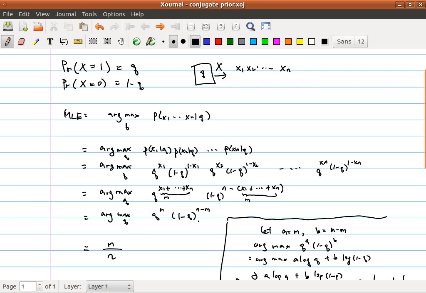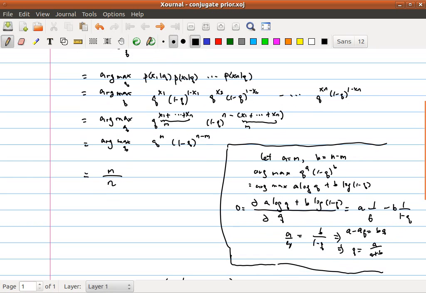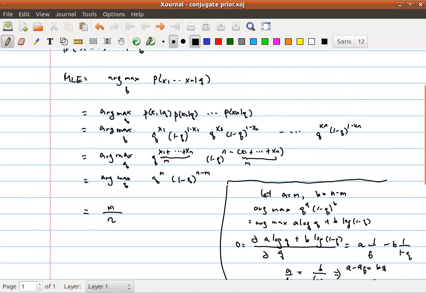Now if I want to maximize this expression with respect to q, I can just take the derivative here. Let me write a as m and b as n minus m. I'm trying to take the derivative here, trying to maximize this. And maximizing this is the same as maximizing the log of this expression, a log q plus b log(1 minus q) here. So I take the derivative and set to 0. I have a over q minus b over (1 minus q) is equal to 0. And then I will eventually get q is equal to a over a plus b. So therefore I will have the estimate be just m over m plus n minus m, that's m over n. So the whole thing is very intuitive.